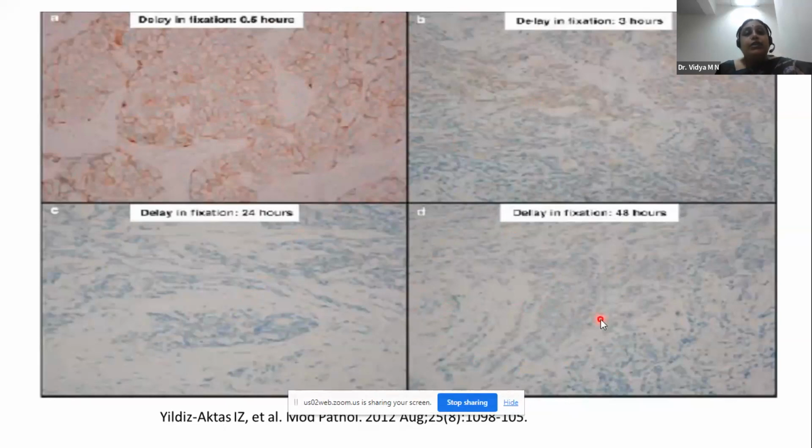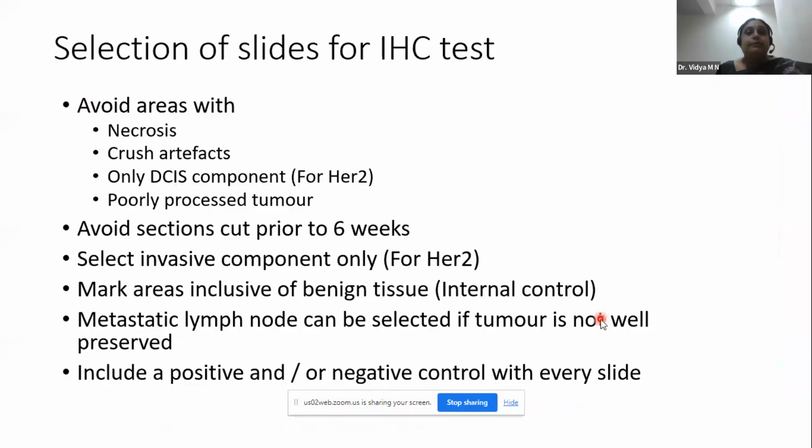So underfixation and overfixation both play a major part whenever you are interpreting your IHC results, and you need to be extremely careful. Small biopsies cannot go through overfixation, large biopsies cannot go through underfixation. This is a basic principle that all of you need to keep in mind when you are handling your IHC cases.